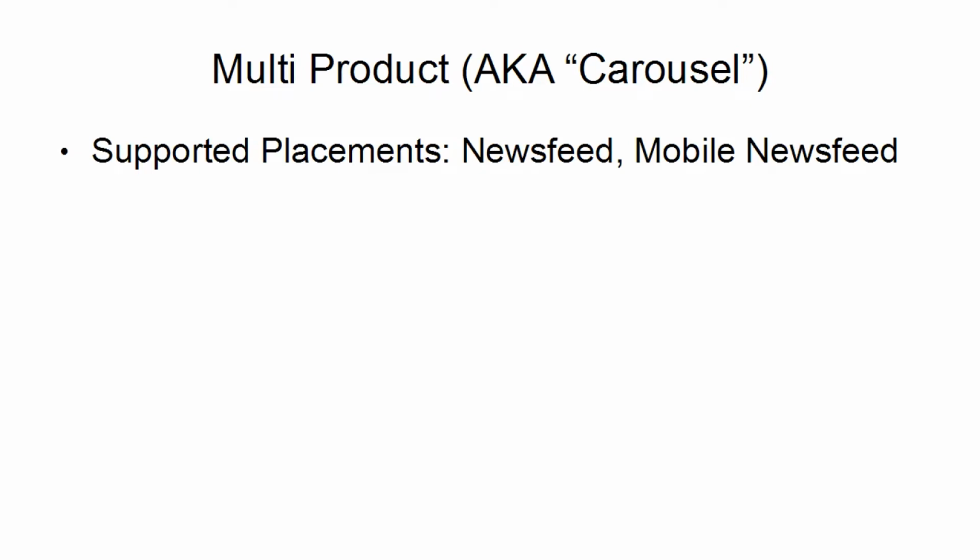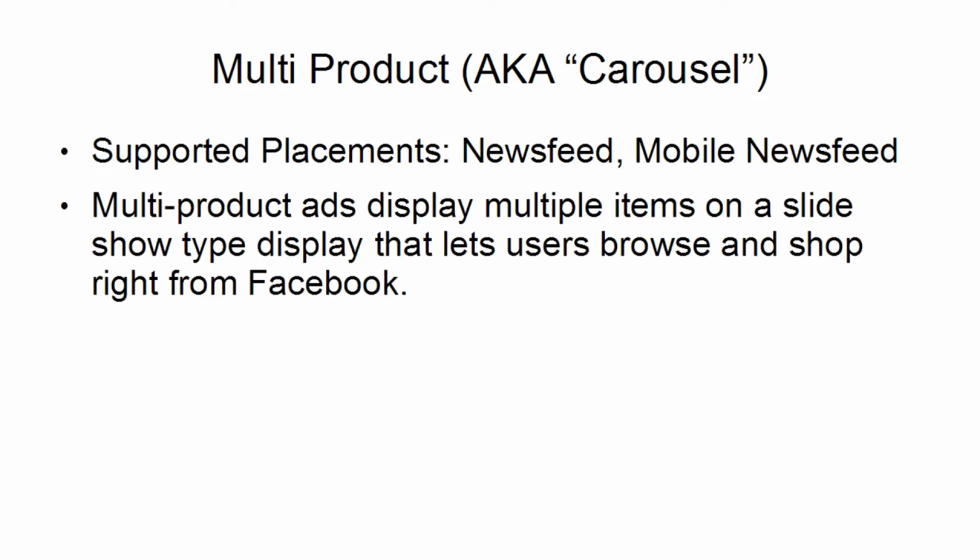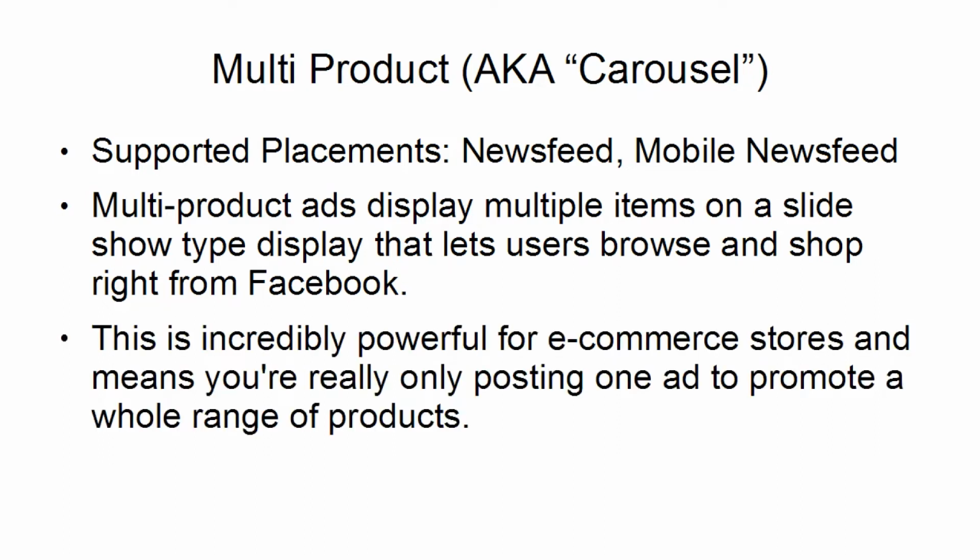Then there's the multi-product ad. And the supported placements are the news feed and the mobile news feed. And multi-product ads display multiple items on a slideshow type display that lets users browse and shop right from Facebook. And this is incredibly powerful for e-commerce stores, and it means you're only really posting one ad to promote a whole range of different products. And it's also good if you've got a bricks and mortar store or something like that. You can use this type of advertisement again to highlight your products, showcase your products.